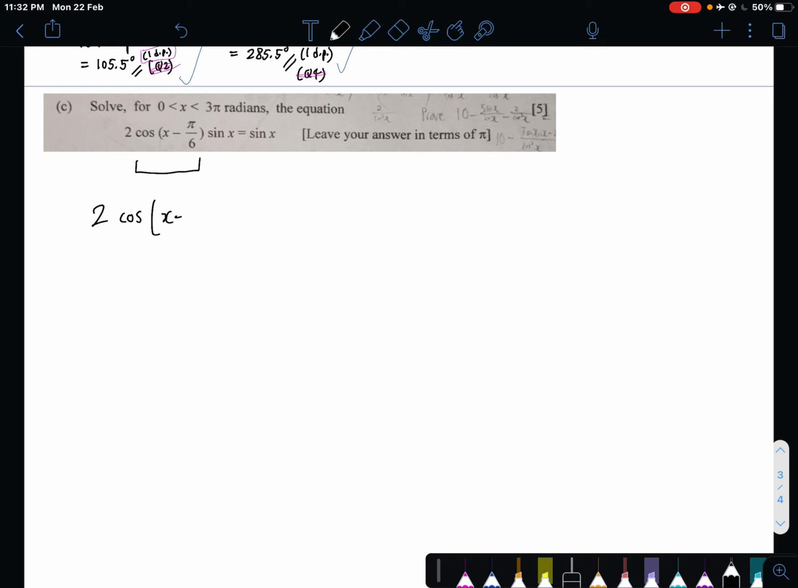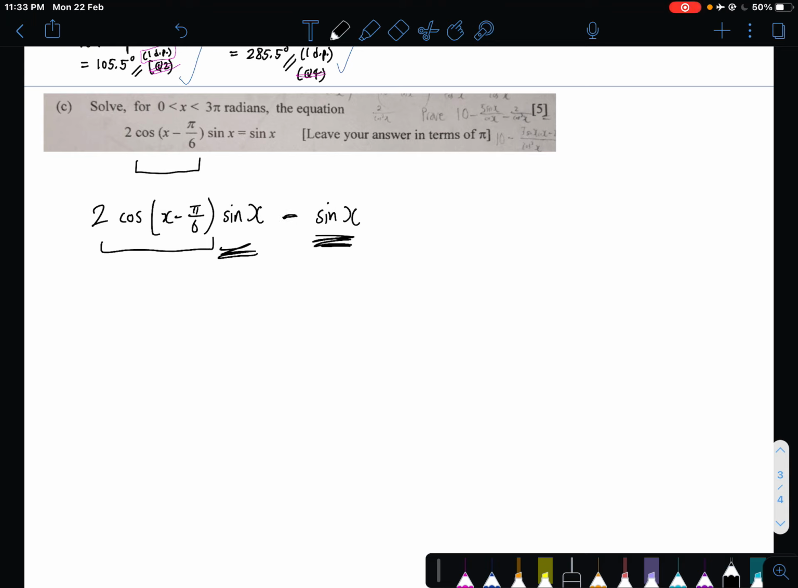So what you notice is that on the left side there's a something something something sine x. On the right side you have sine x. Sine x and sine x. It's a common factor. So I can bring the sine x over to one side, right? So let's just do that.